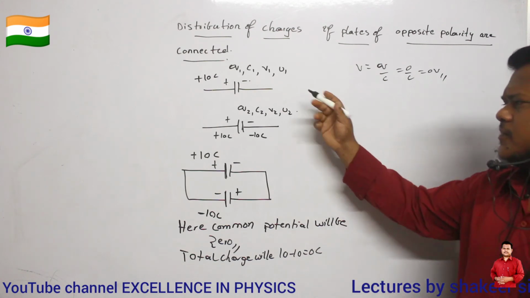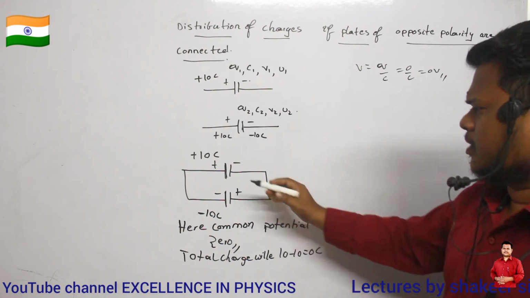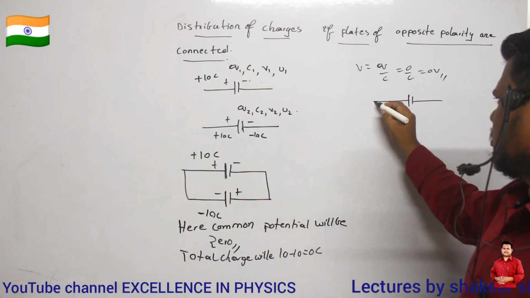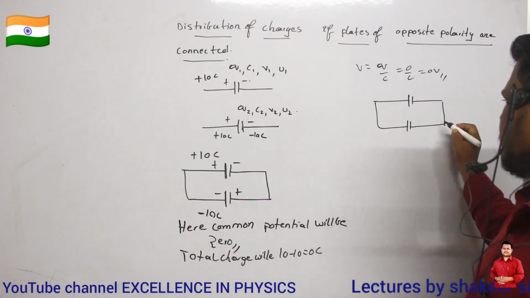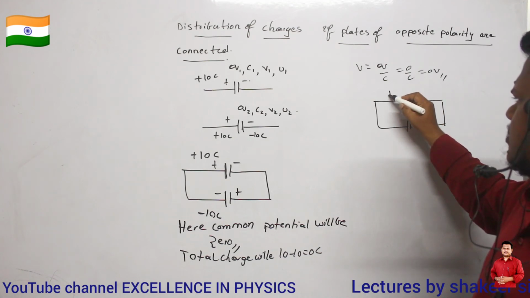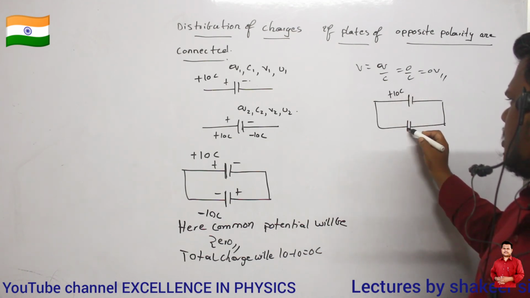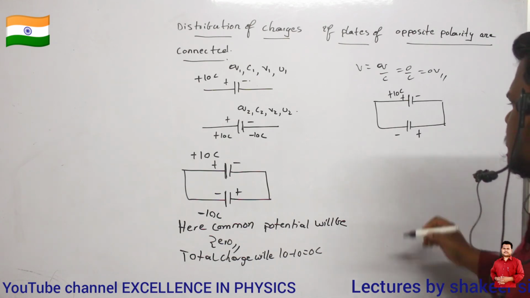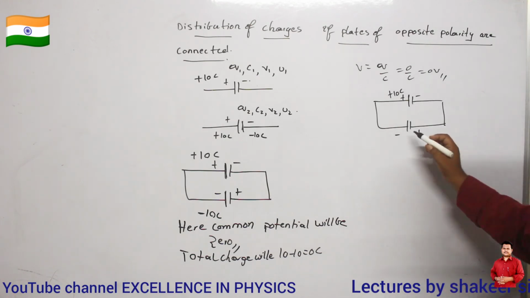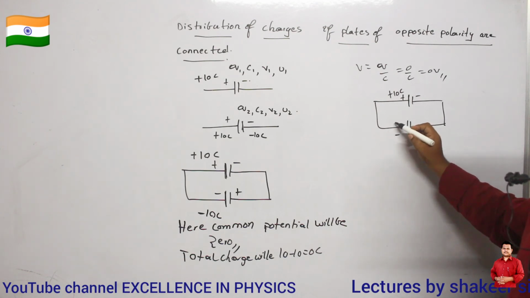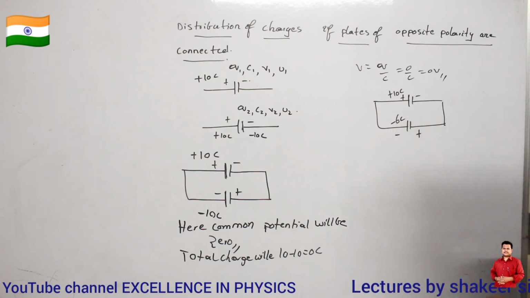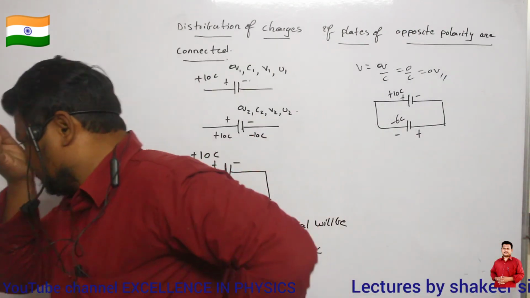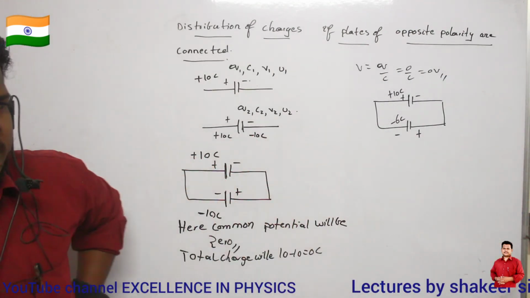Now if charges are not equal, for example, let us take this combination again. Here let us consider there is plus 10 coulombs of charge, and this is the positive plate, this is the negative plate, this is the negative plate, this is the positive plate. Now on this plate let us consider only minus 6 coulombs of charge is present. Now can you say what will happen?